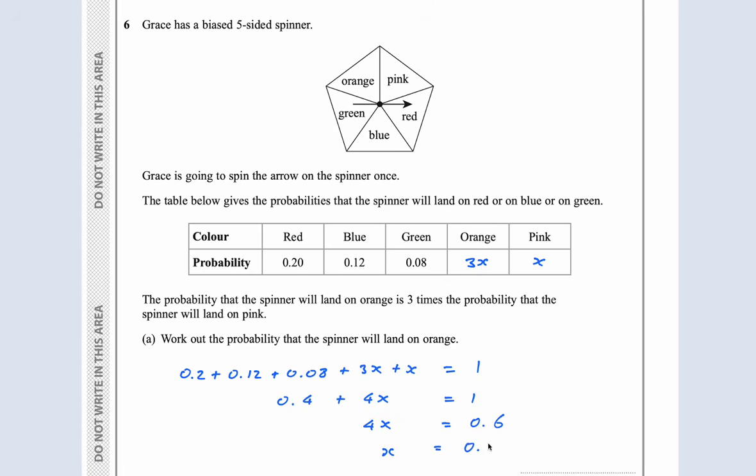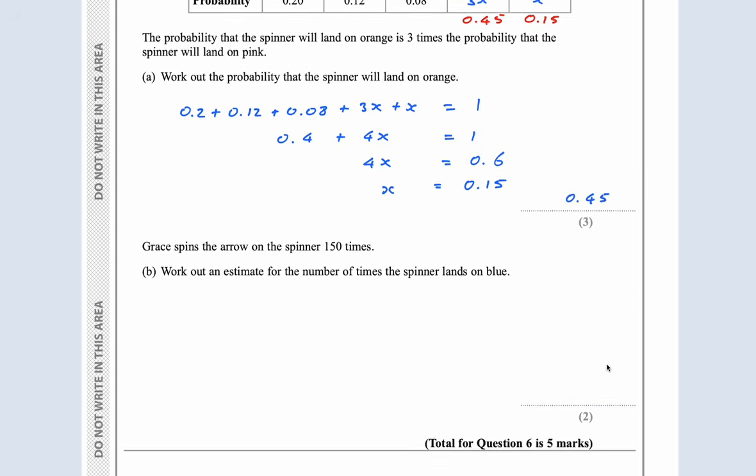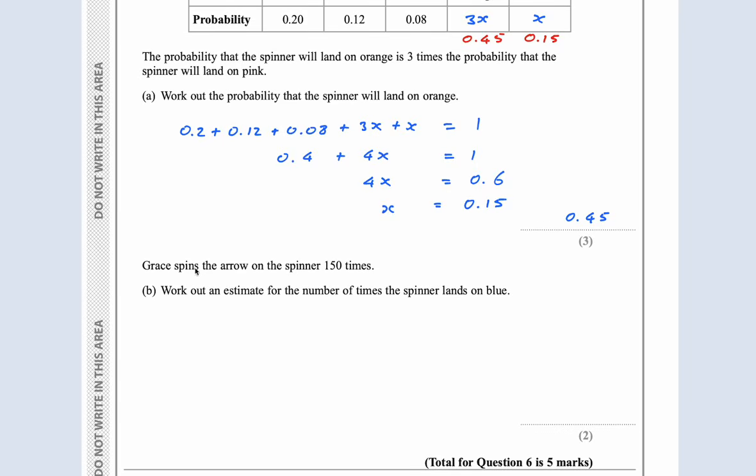Use your calculator, 0.15. However, careful, pink is 0.15, but he said find the probability it would land on orange, so I need to do 3x, which is 0.45, multiply this by 3, and my final answer is then here 0.45. Okay, then it says Grace spins the arrow on the spinner 150 times.